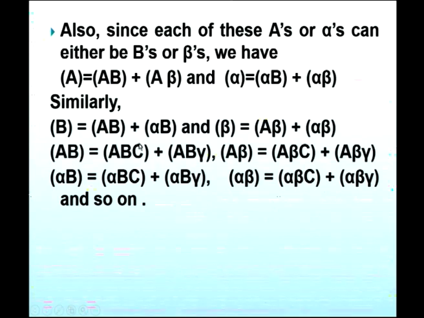You can just vary the third variable C plus its complement. So, Aβ can be written with the missing variable C: AβC plus Aβγ. Then αB is equal to αBC plus αBγ, and then αβ can be represented as αβC plus αβγ, and so on.